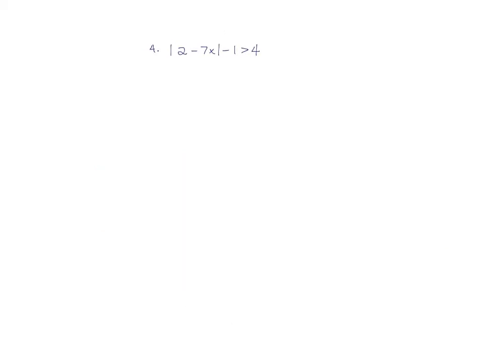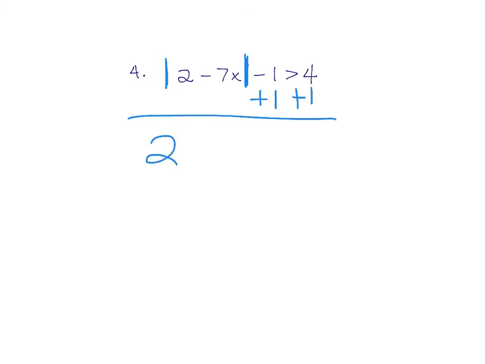Next one, still the same idea. The only difference here is I've got a number that's outside my absolute value over here on the left side. So again, remember, step 1 is to get that 2 minus 7x all by itself. So the first thing I'm going to do here is add the 1. Now the 2 minus 7x is all by itself, and now I can make my 2 problems.